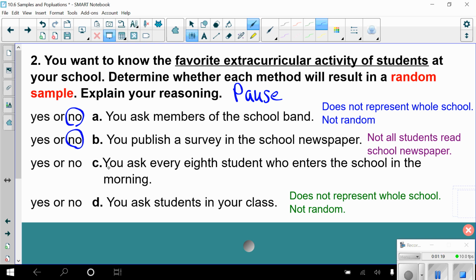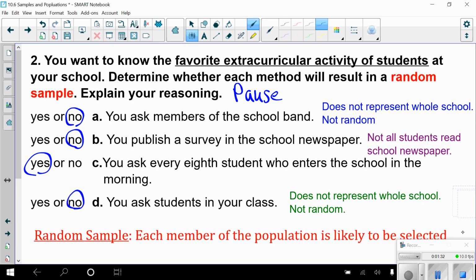Letter C, you ask every 8th student who enters the school in the morning. This is a random sample. And letter D, you ask students in your class. It is a specific group, so it is not a random sample. Remember, a random sample is where each member of the population is likely to be selected.